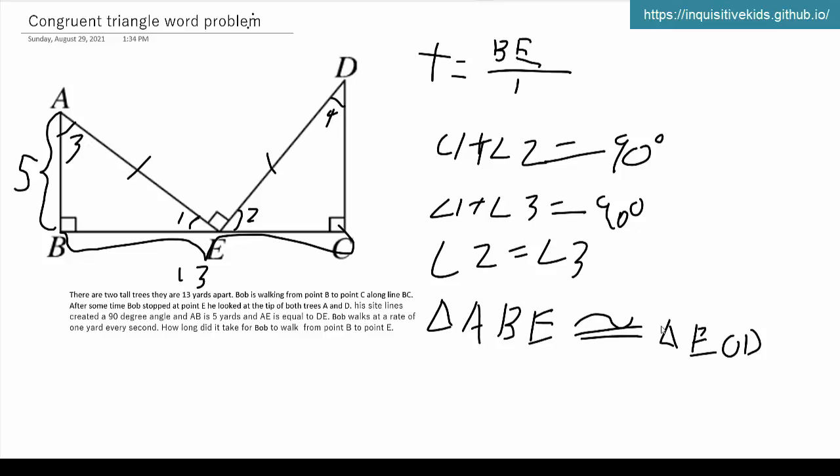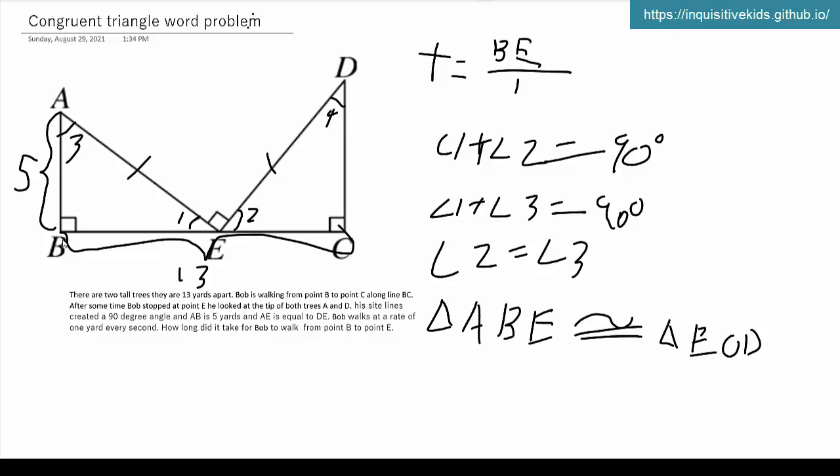Since triangle ABE is congruent to triangle EOD, line EO is 5 yards because AB is 5 yards. And because triangle ABE is congruent to triangle EOD, AB is the same length as EO.